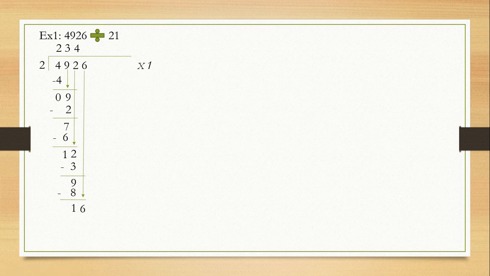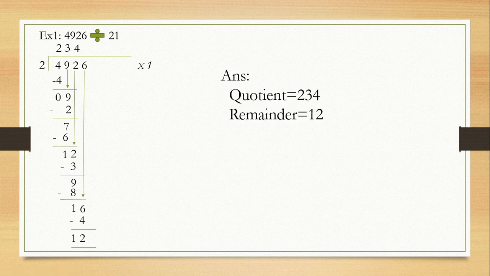So if you bring down 6, you will get 16 and the product is 1 4s are 4. That 4 should be subtracted. 16 minus 4, that's 12. That's all, we got the answer: 234 is the quotient and 12 is the remainder. So when 4926 is divided by 21, the quotient is 234 and the remainder is 12.